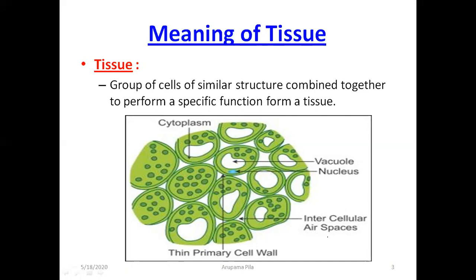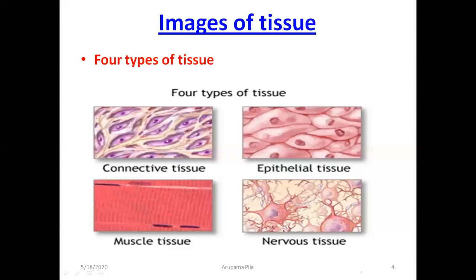Now let's come to the next one. Just for your better understanding, I have made this slide showing images of tissue. Four types of tissue have been shown here, and these are all animal tissues. This is the connective tissue. Then this is epithelial tissue. This is muscle tissue, and this is nervous tissue.